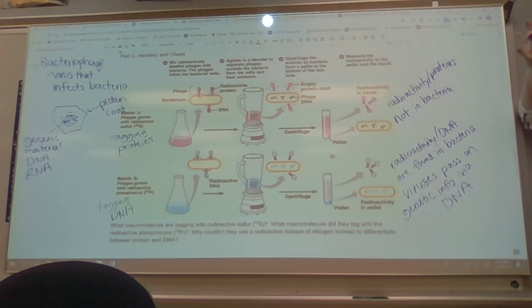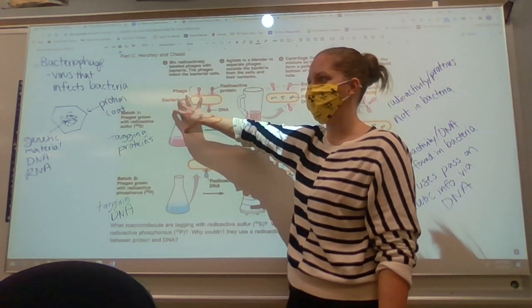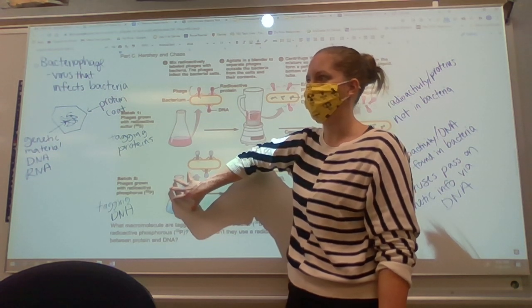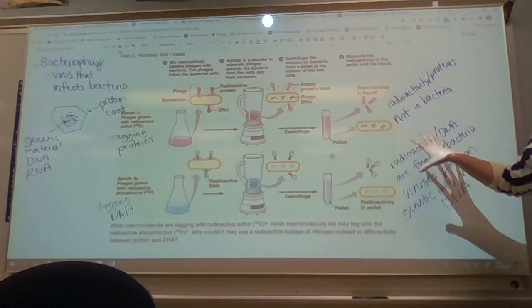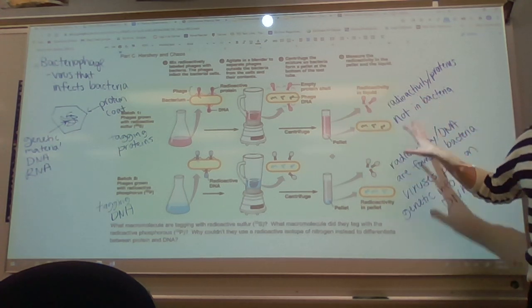When we tag with nitrogen, we'd be tagging both proteins and DNA. Yeah, Richard. Where is it coming from? The viruses are putting it in. We're growing the viruses in these substances. So here is the viral protein that's being tagged. Here's the viral DNA being tagged. And it ends up that the viral DNA is what ends up inside the bacteria. The viral protein does not.